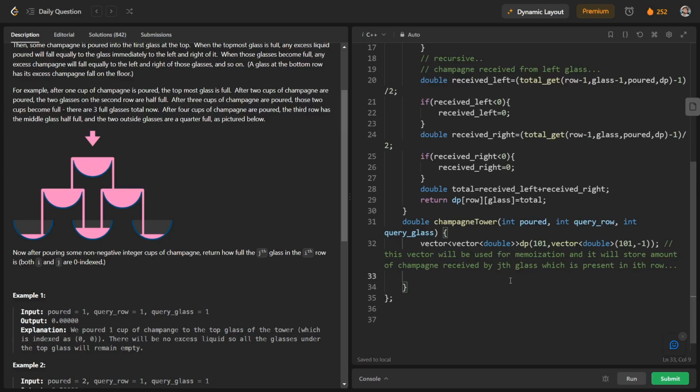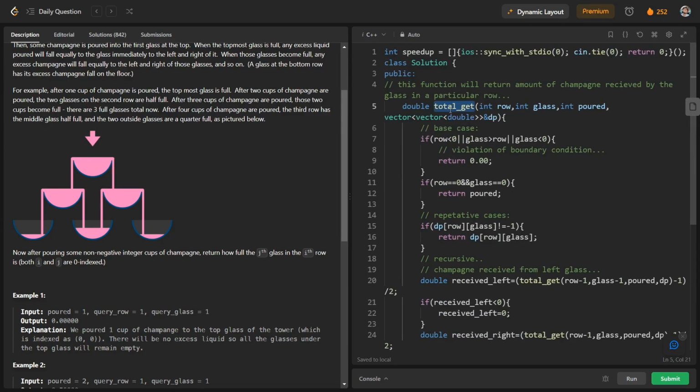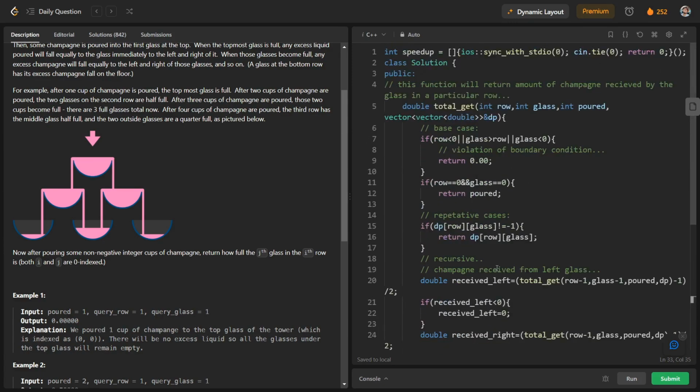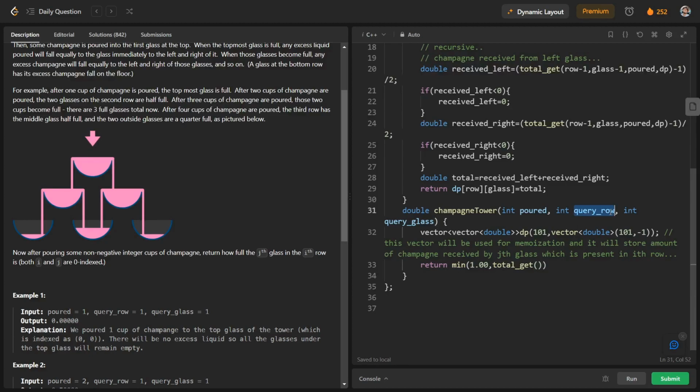Okay, so we know that each champagne glass will contain only 1 unit of champagne, so we will just take the minimum of these two values. So we will just return the minimum of 1.00 and the total amount. The parameters will be nothing but row, so query row and query glass, and we have poured with us, and again our dp vector. So in this way we will return this function.